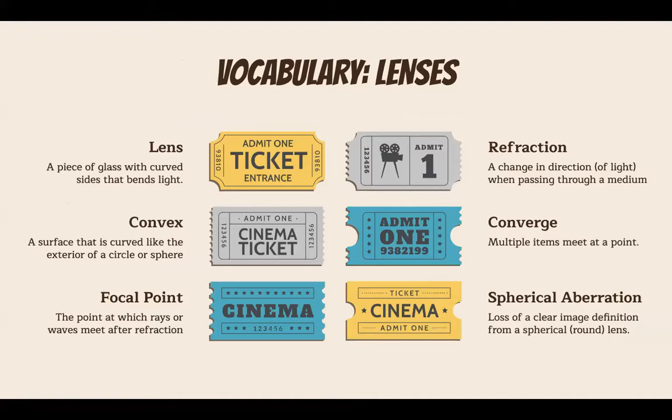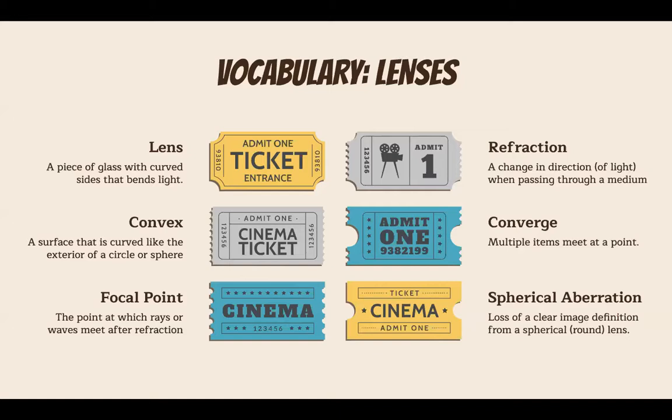Lens is pretty obvious. Most of us know it because of eyeglasses. A lens is a piece of glass with curved sides that bends light and puts things into focus for us. There are several different types of lenses. The main two words we're associating with lenses that we need to know are convex and concave, which is on the next page. A convex lens is a surface that is curved like the exterior of a circle or a sphere. So it's bulging outward.